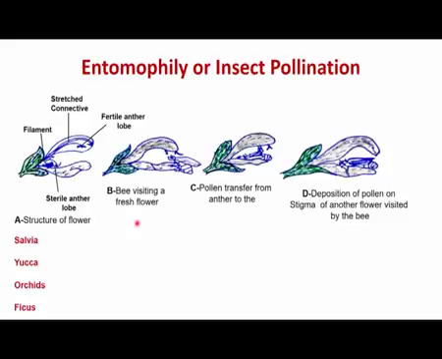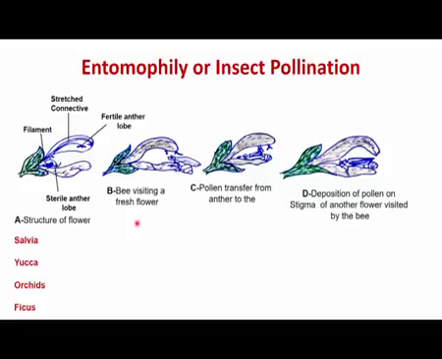In this kind of symbiotic relationship, the yucca provides a space for the insect to live, and on the other hand, the insect facilitates the pollination process. Similar is the condition in the case of orchids or ficus, where the flower provides a breeding environment for these insects, and in return, the insect facilitates the pollination.